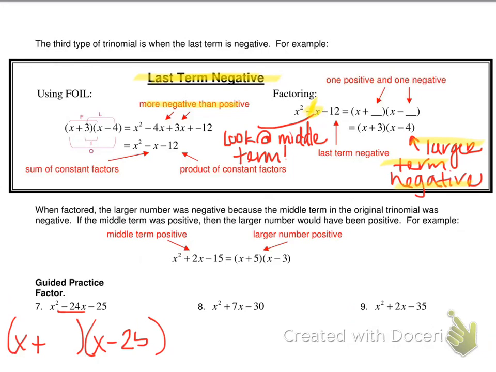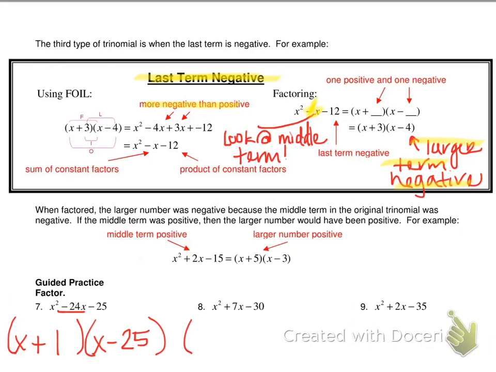So 25 and 1 are really the only factors of 25 that are going to give me 24. And because my middle term is negative, my biggest factor, which is 25, is going to go in that parentheses. So x plus 1 times x minus 25. The easiest way to check these and make sure that you've got the right numbers in the right parentheses is to FOIL them out and see if you actually get the correct trinomial.